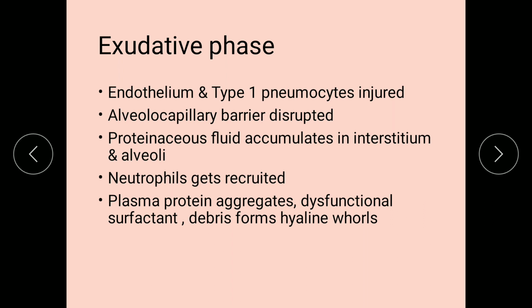Coming to the exudative phase, here the endothelium and the alveolar epithelium get damaged. As a result, the alveolar capillary barrier is disrupted, which leads to proteinaceous fluid accumulation in the alveolus. Then the neutrophils get recruited and inflammation ensues, which results in lung injury. The aggregates of plasma proteins, dysfunctional surfactant, and debris form hyaline whorls in the alveoli.